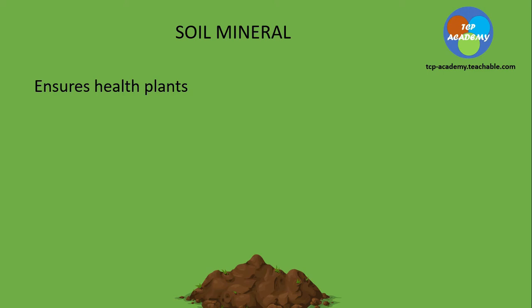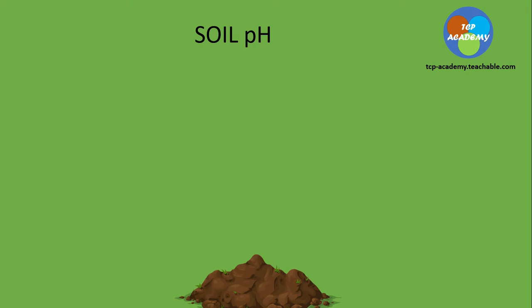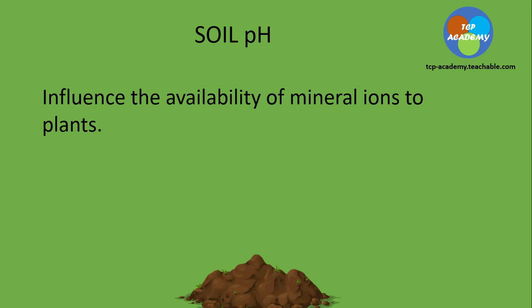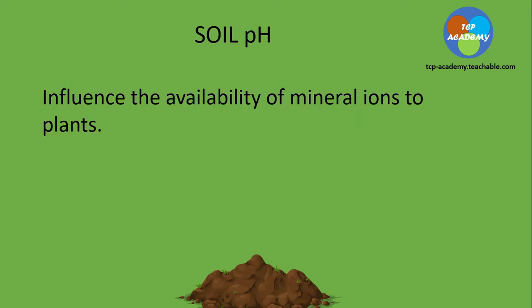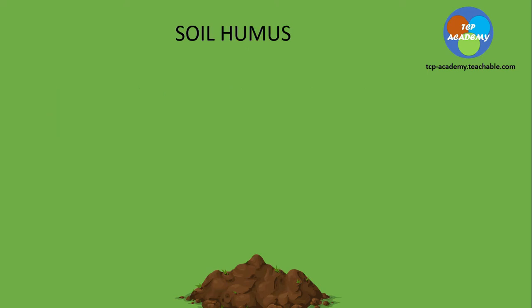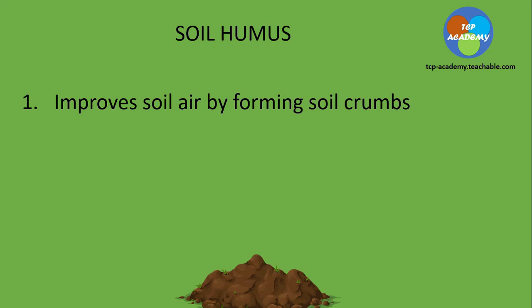Soil minerals are very important for the health of plants, and we could just very easily reach for magnesium, which is important for the process of photosynthesis. Soil pH. Without adequate pH, plants are not able to absorb the mineral ions as they would have. So the soil must have a pH that is fitting to allow the plant to have access to the mineral ions.